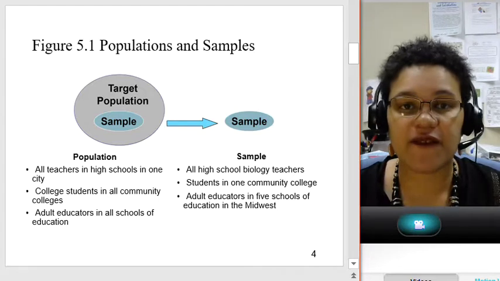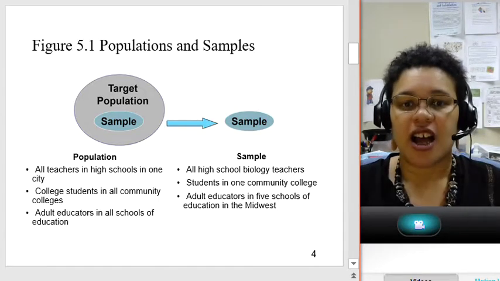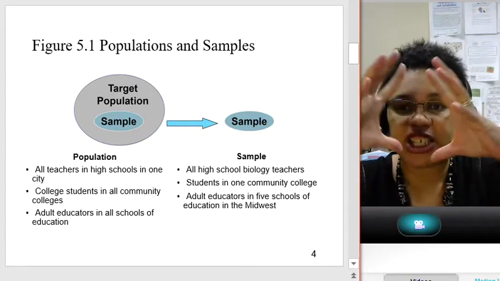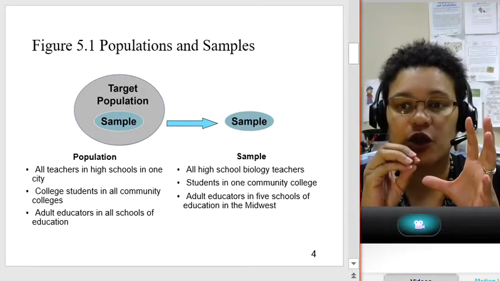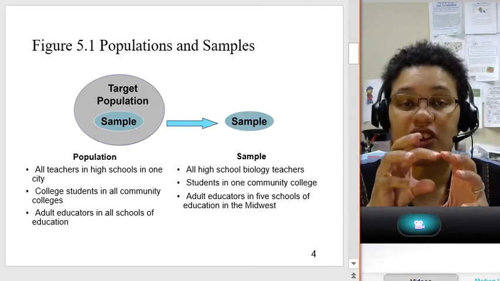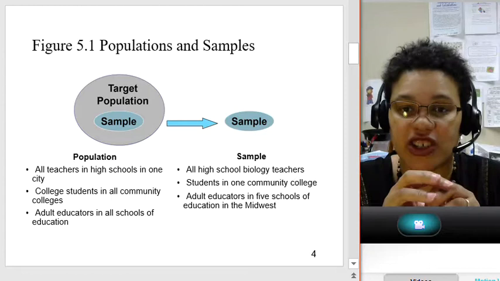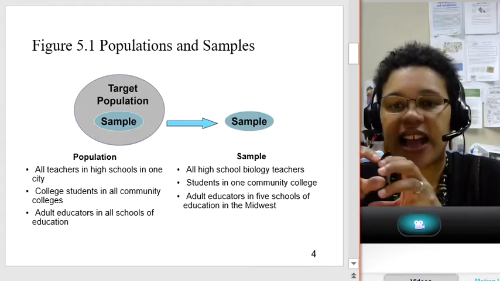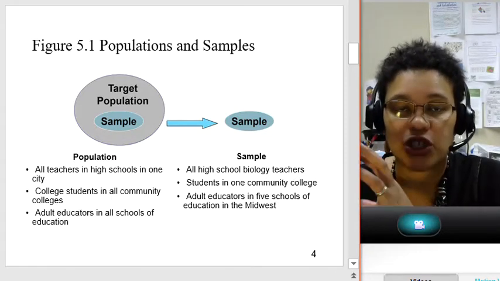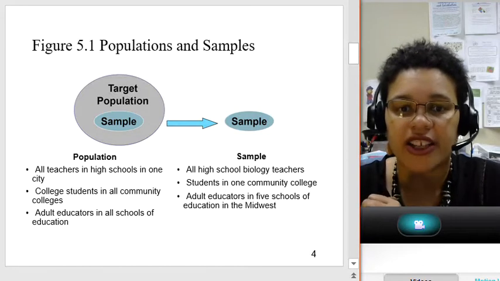To visually show this, your target population is the larger group. Your sample is who you're actually gathering data from, or the sample of data you're getting, and that's what you're using to answer your research question.